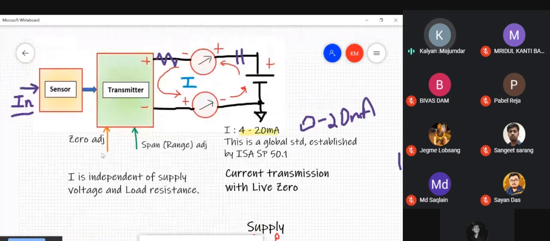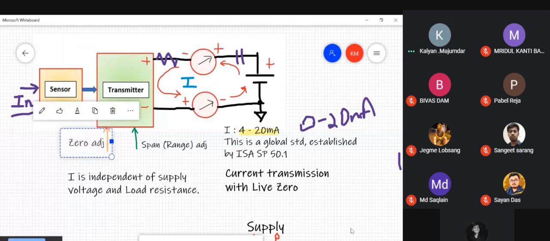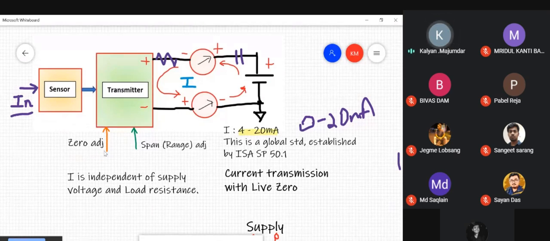Any transmitter has 2 adjustments. One is called a zero adjustment. Another one is called span adjustment. Now, what is the role of these 2 adjustments? Remember, the output of a transmitter is always 4 to 20 milliamperes. The input of the transmitter could be anything, so you have to define the input range of the transmitter. If I'm measuring temperature, what is the value of the input temperature that results in 4 milliamperes? That is defined by the zero adjustment. It is used to define the zero of the measurement range, the 0% of the input, the lower range value of your measurement range.